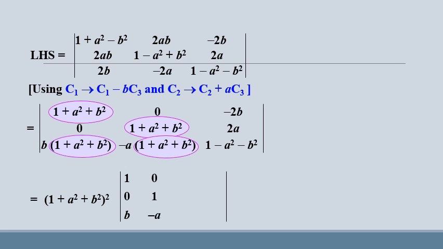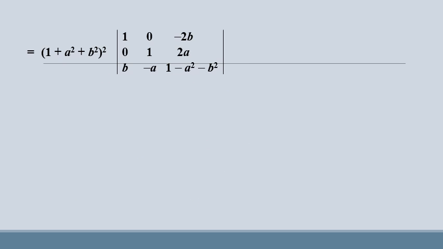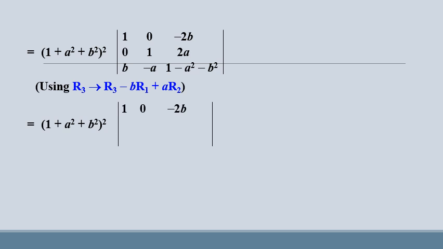So the remaining elements will be 1 0 b, 0 1 minus a, minus 2b 2a 1 minus a square minus b square. So further we apply the property R3 implies R3 minus b R1 plus a R2. So using the property we get 1 0 minus 2b, 0 1 2a, that is the elements of first row and the second row remain as it is, only changes take place in the element of R3.